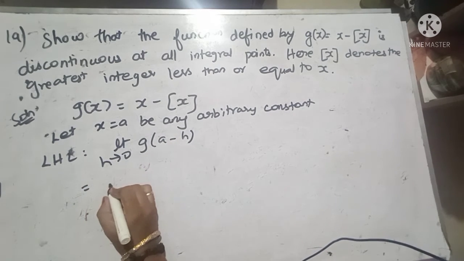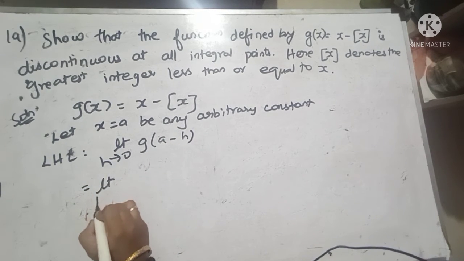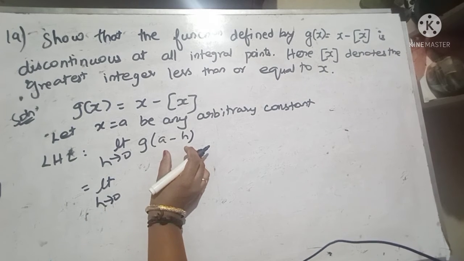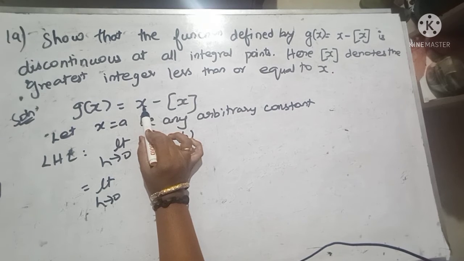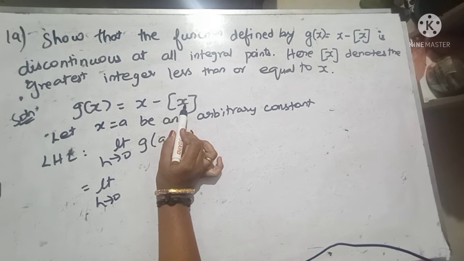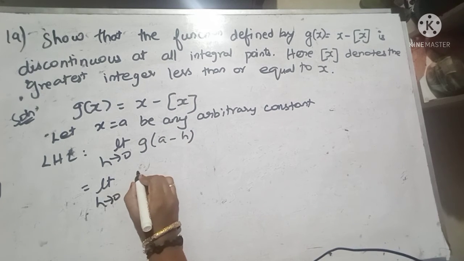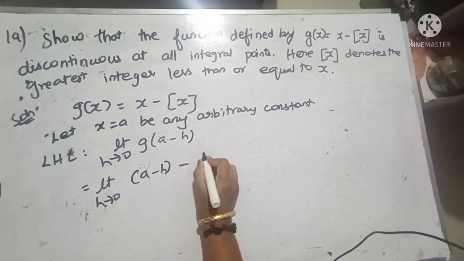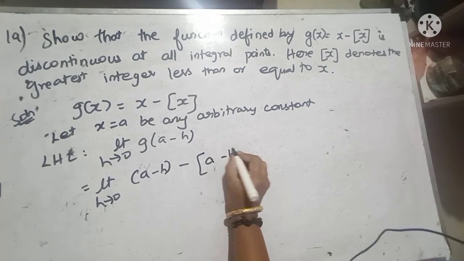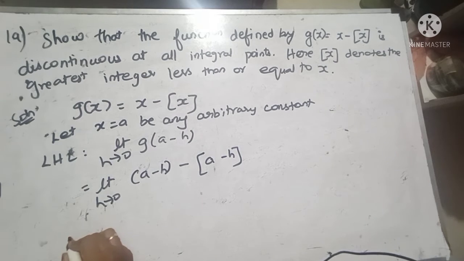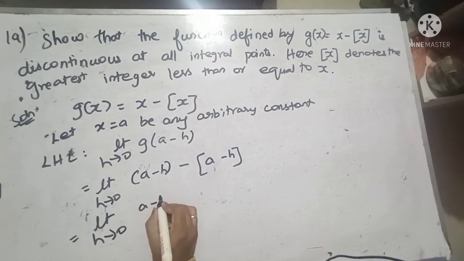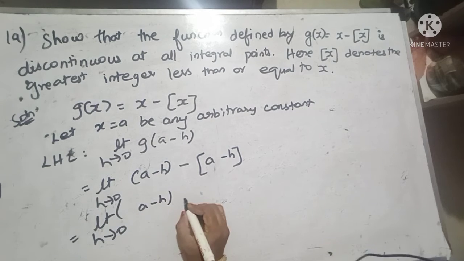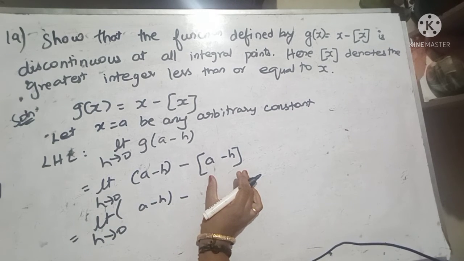So this is equal to limit h tends to 0 g of a minus h. What is the function? The given function is x minus the greatest integer of x. So a minus h minus greatest integer of a minus h. So this is equal to limit h tends to 0 a minus h minus the greatest integer of a minus h.